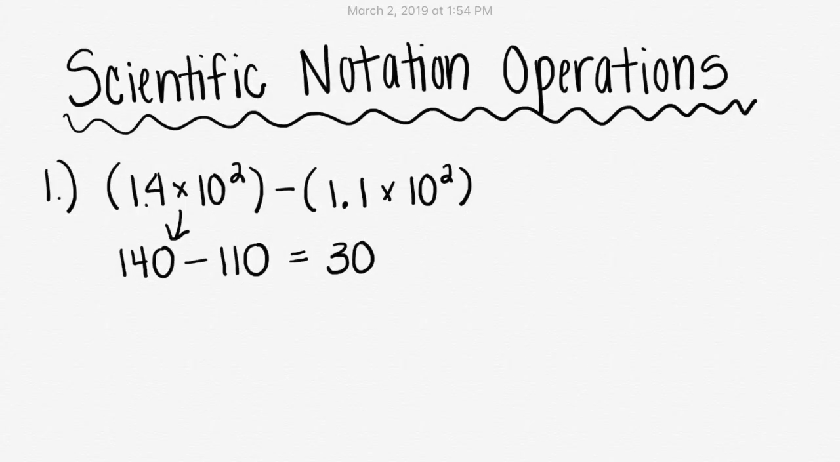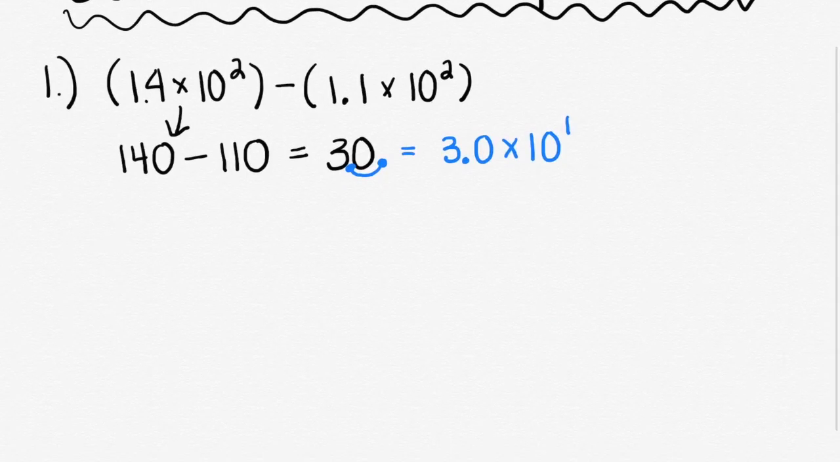You go ahead and subtract that, and you get 30. If you were asked to put this back into scientific notation, you add a decimal point at the end. You would move it over. We only moved it one time. So you would rewrite your answer as 3.0 times 10 to the first power.